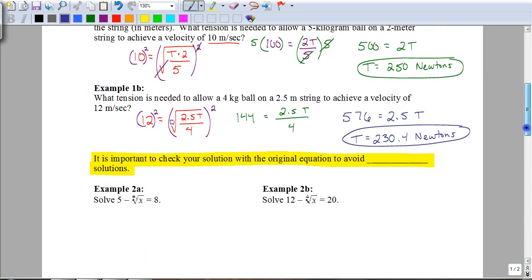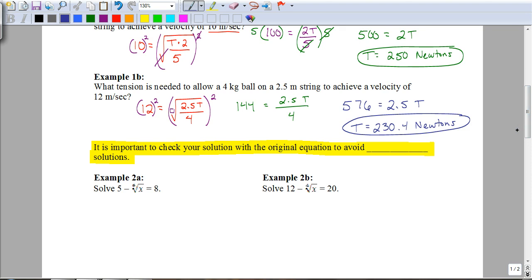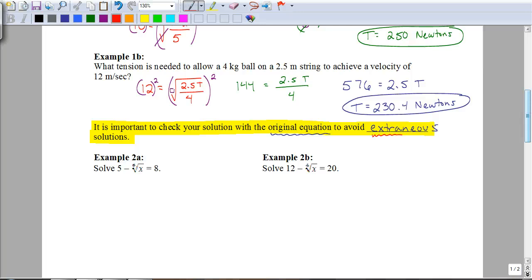Now, one final note about doing these types of problems is you always want to check your work with the original equation to avoid what we call extraneous solutions. Notice in that word extraneous we see this prefix extra. It just means that sometimes we could do everything absolutely correct and still end up getting a solution that does not work when we check it in our original equation. And in that case, there is no solution.